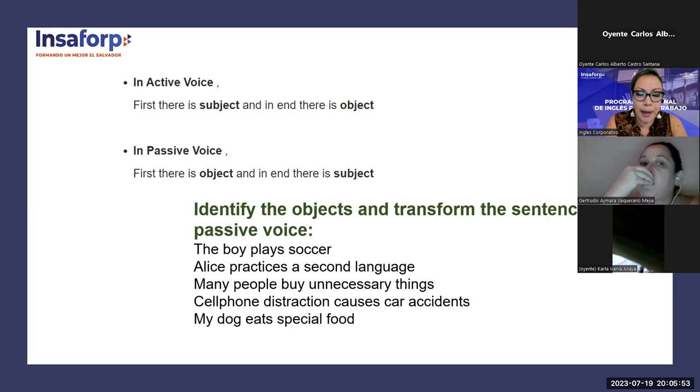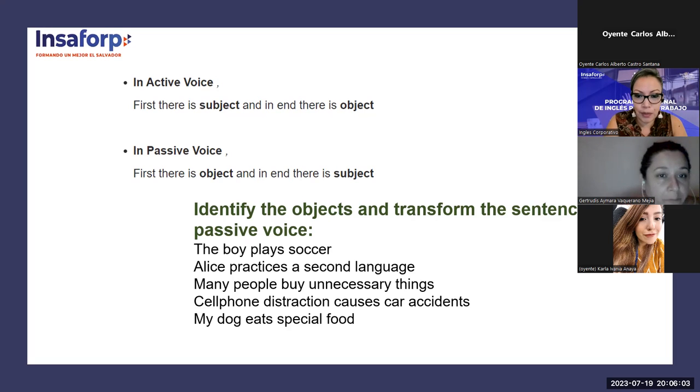The boy plays soccer. What is the object in that sentence? The boy plays soccer. Can you tell me? The boy? Soccer, teacher. Yes, soccer. Soccer is the object. Entonces, y estas están en presente simple. Así es que esta nos la vamos a conjugar a pasivo presente simple.